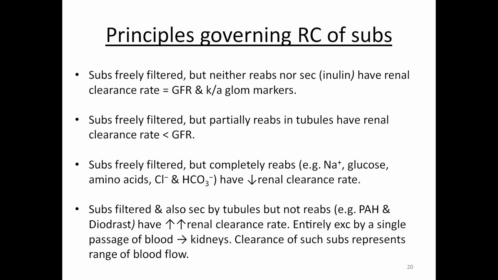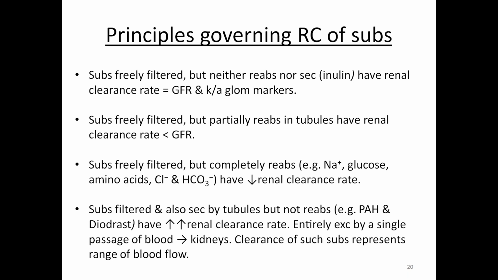Then there are other substances which are freely filtered but partially reabsorbed in tubules. So in that case, their renal clearance rate would be less than GFR. Then there are substances which are freely filtered but completely reabsorbed, like sodium, glucose, amino acids, chloride, and bicarb. So they also have a reduced renal clearance rate than the GFR.